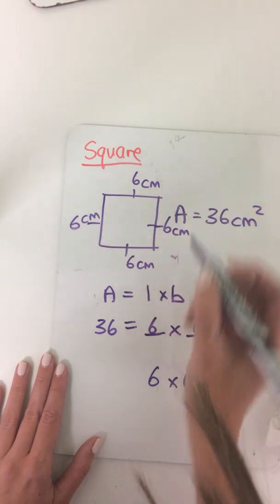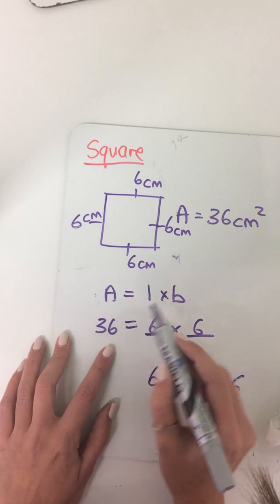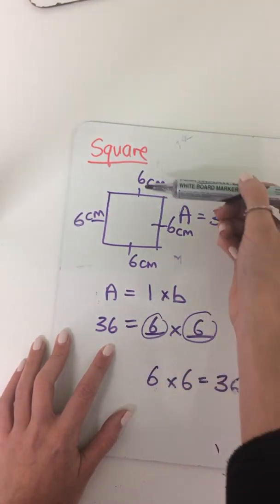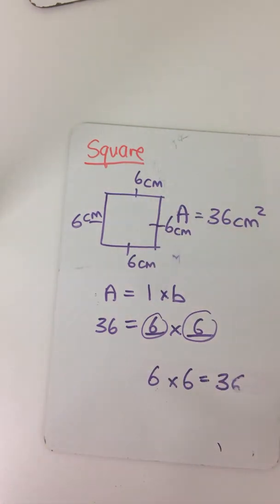Because I had to work backwards, I had my area already. I had to see what number I times by itself, because all the sides are equal in a square. So what number can I times by itself to get the area that they've given to me? And in this example, it was 6 times 6.